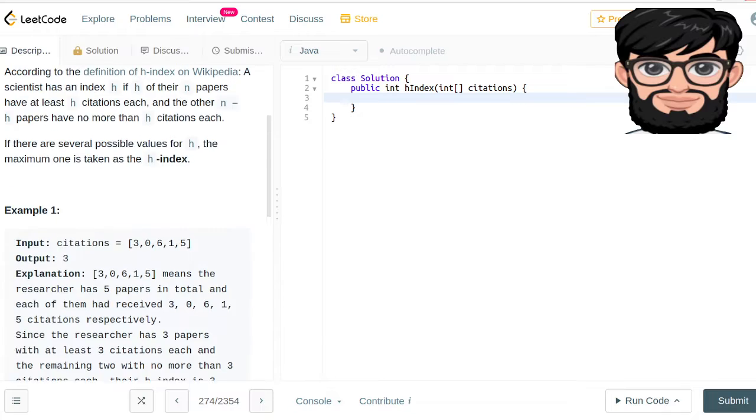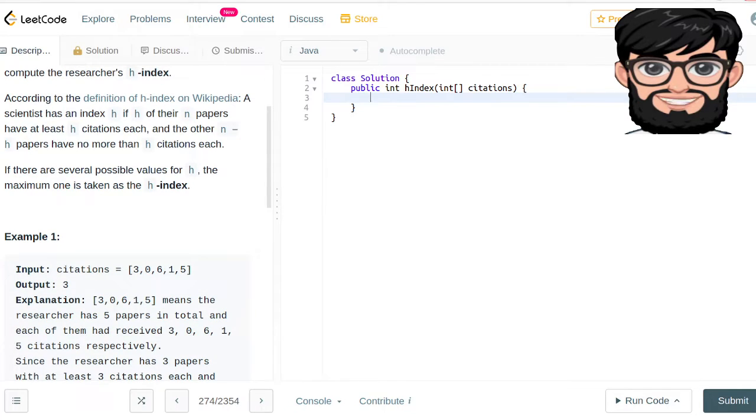In order to do this one, we're going to be using the bucket sort algorithm. Basically, we're going to say that int n is equal to citations.length. And then we know that we're going to have buckets up to the length of the citations, so buckets is going to be new int, and the total number of buckets is going to be the total number of citations plus 1.